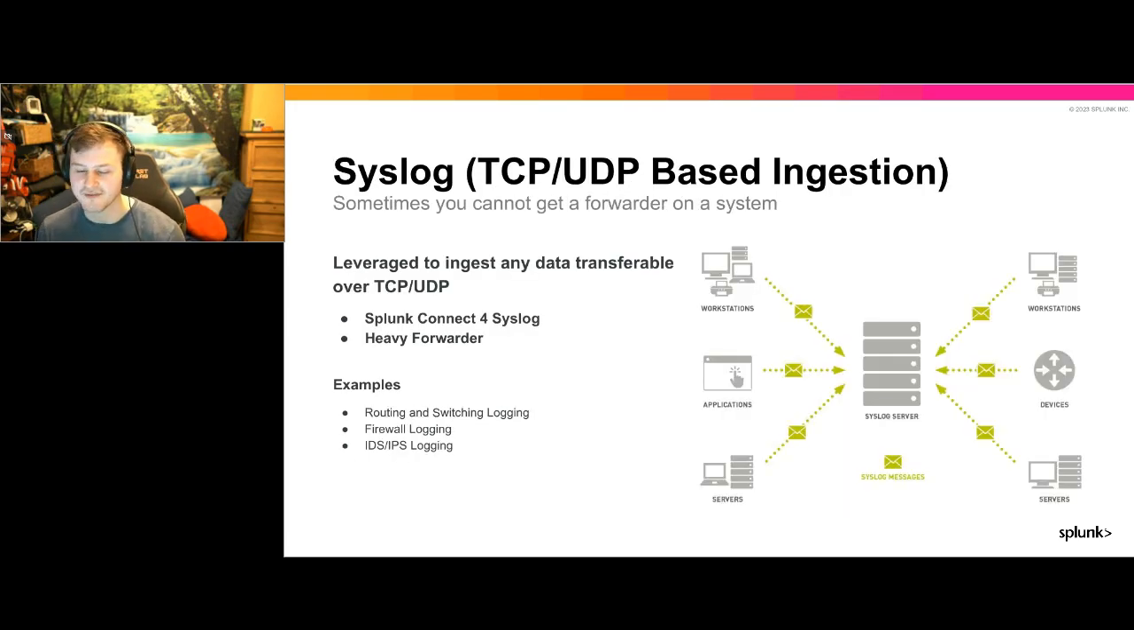Now our second form, syslog TCP UDP-based ingestion. This is typically when you're going to use that Splunk heavy forwarder to actually listen for that syslog traffic coming into Splunk. So some examples of this would be routing and switching, firewall logging, IDS, IPS logging. Again, data sources where you cannot get a forwarder on the system. I'm not going to be able to install a Splunk Universal Forwarder on my firewall. I'm going to need to configure some form of syslog-based ingestion to get that into Splunk.